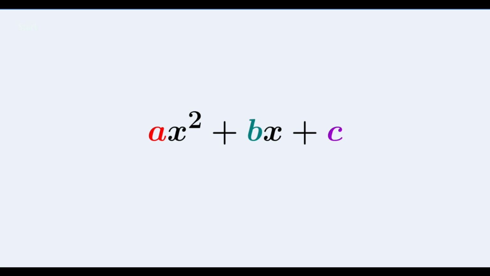Now in the previous video we looked at quadratic expressions where a, the leading coefficient or the coefficient in front of x squared, was equal to 1. So there was no number in front of x squared. Now we'll be looking at expressions where a is not equal to 1. How do we factorize those? Let's look at the first example.